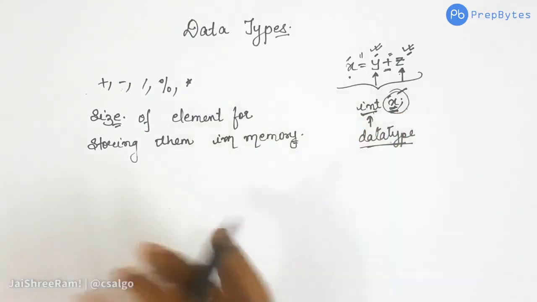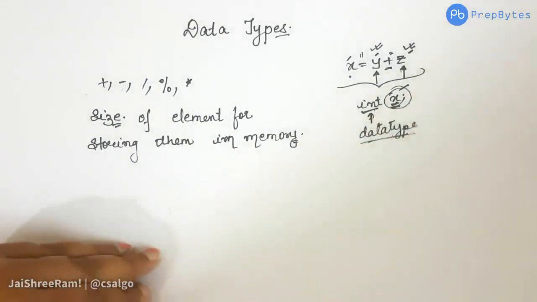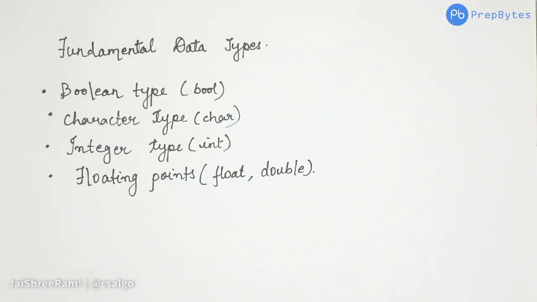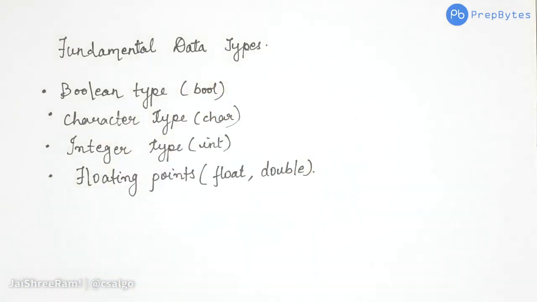So in C++, the various fundamental data types that we have are, now let's talk about several data types in C++. We have these fundamental data types. Apart from these fundamental data types, we also have derived data types.